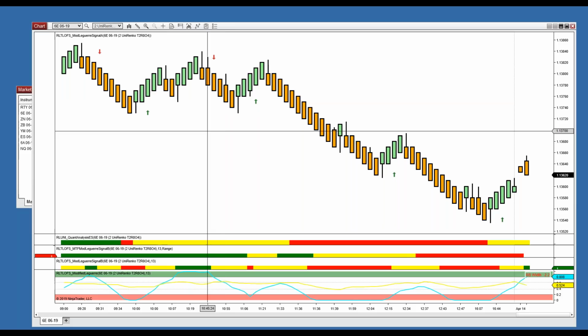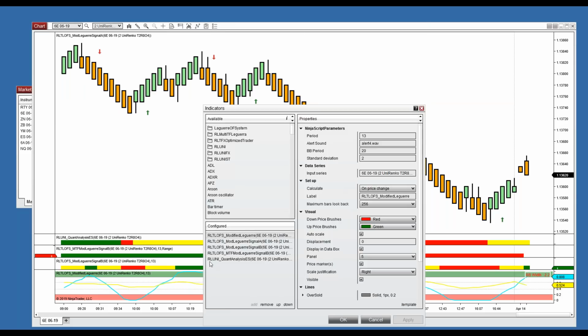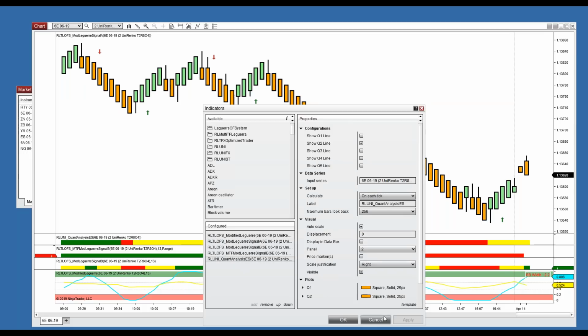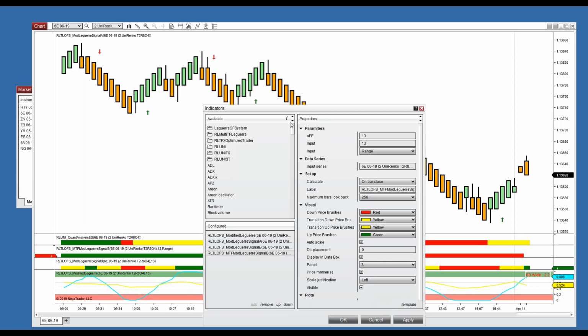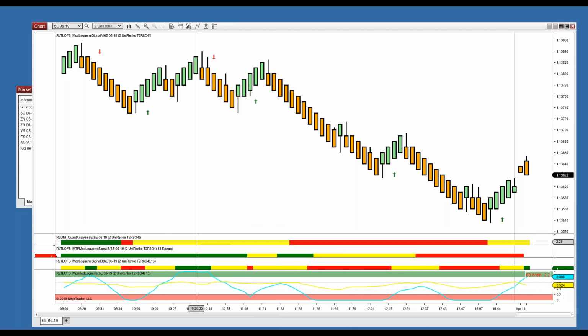Let's let it load. Now we have to change the quant again. You have to take out the quant for the E-mini. You're going to configure these templates. Will help you. And you have to put in the quant for the 6E right here. We just have to put that in panel 2. Hit OK. And here is our 6E quant.